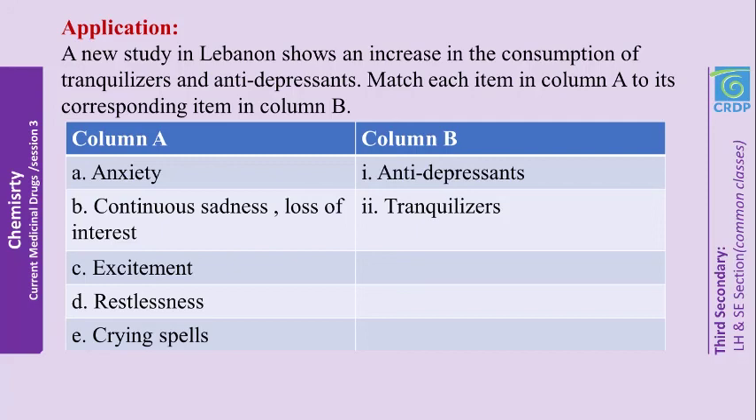The answer is, antidepressants treat A. Anxiety, B. Continuous sadness and loss of interest, and E. The crying spells. On the other hand, tranquilizers treat C. Excitement and D. Restlessness.